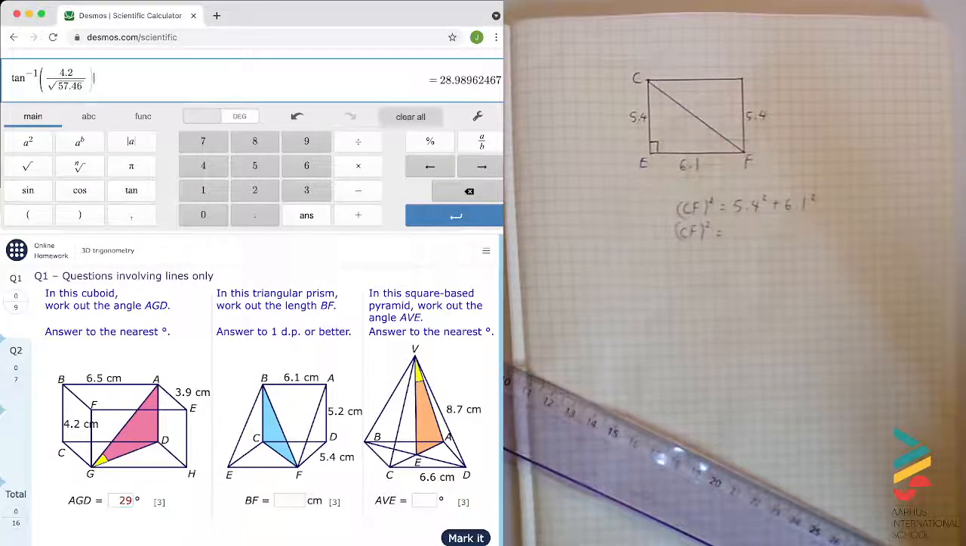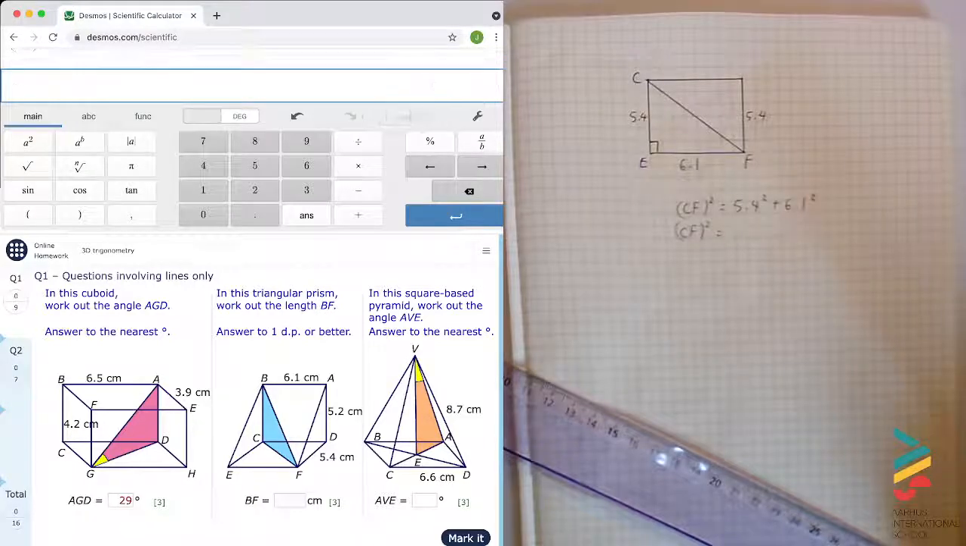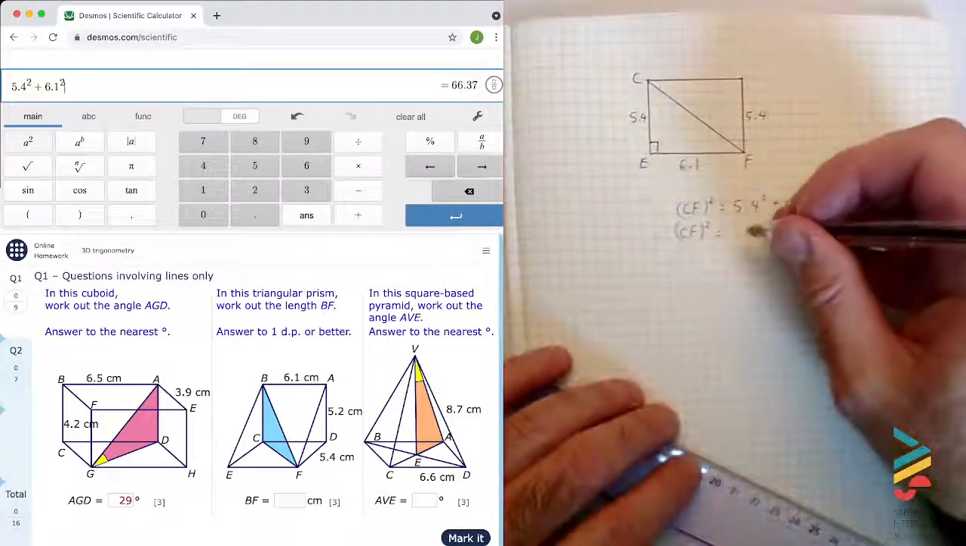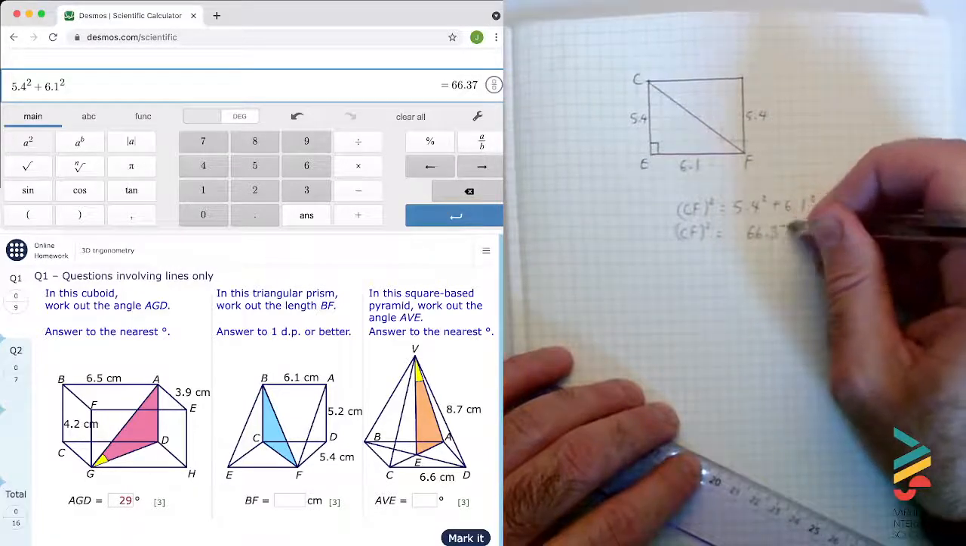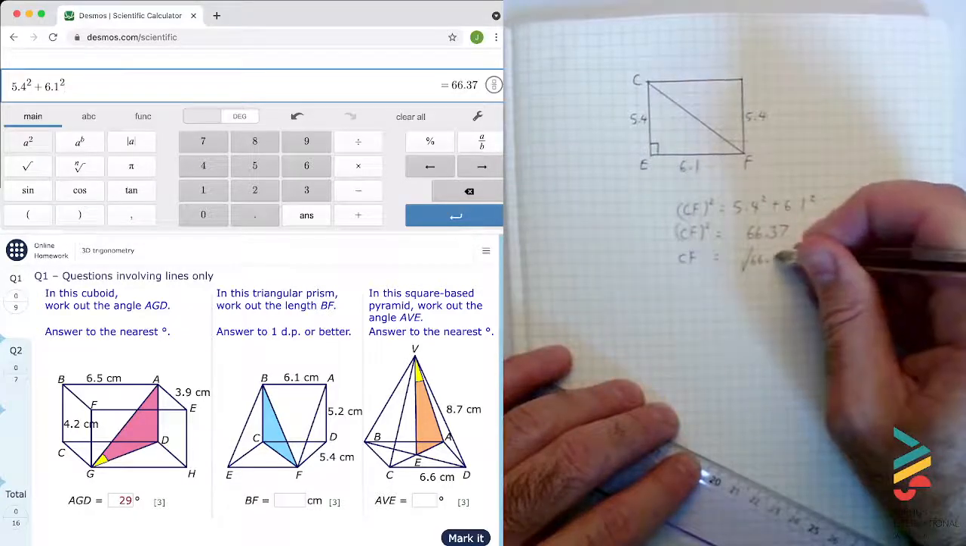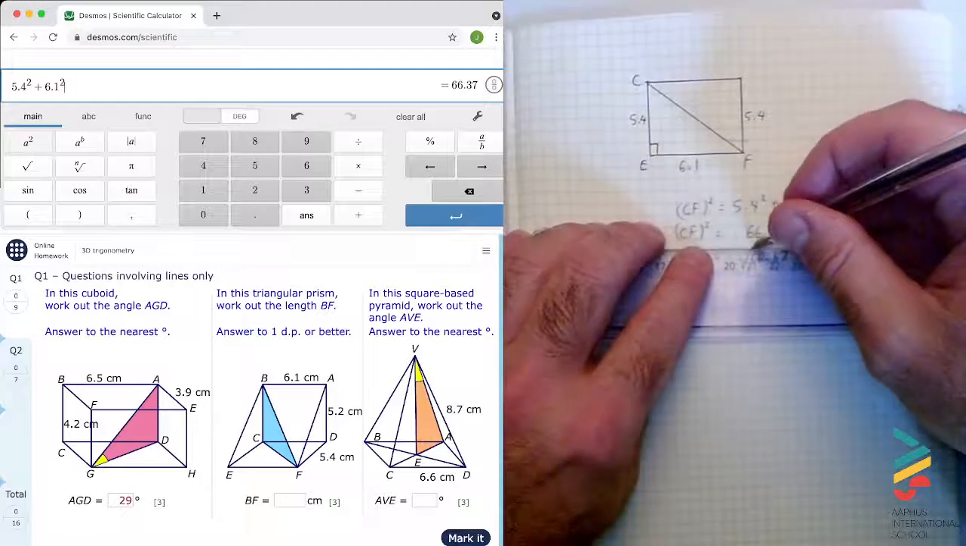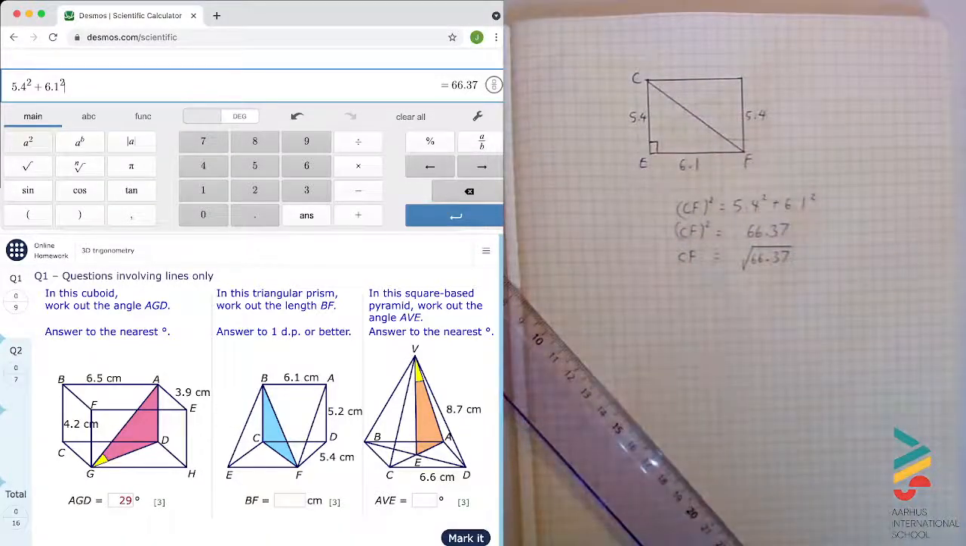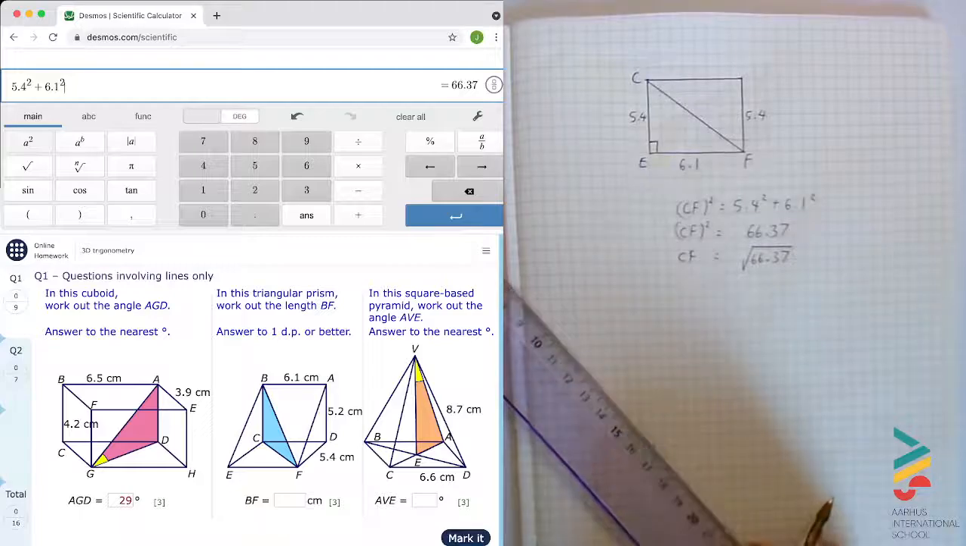CF squared equals, let's just work out what that is. Onto Desmos again. Clear what I had before. 5.4 squared plus 6.1 squared, 66.37. So CF itself is the square root of 66.37, which for the moment I will just leave like that and not try and evaluate it as a decimal, because that will lead me to having to round it off at some point. But if I just leave it like that, it's fully accurate.